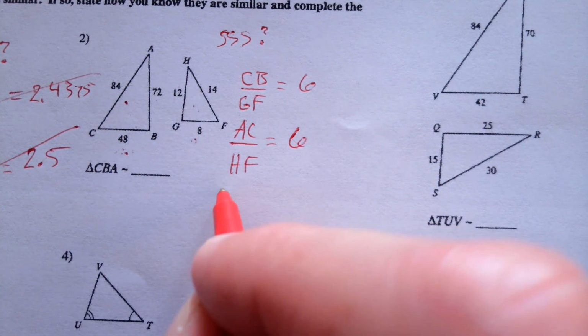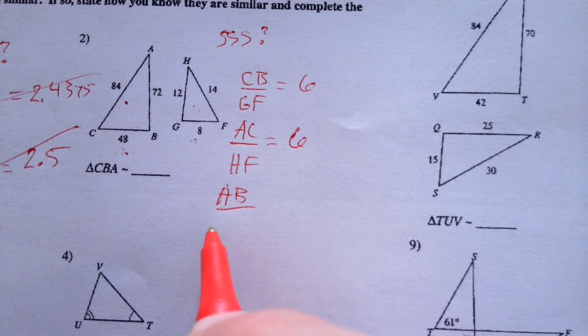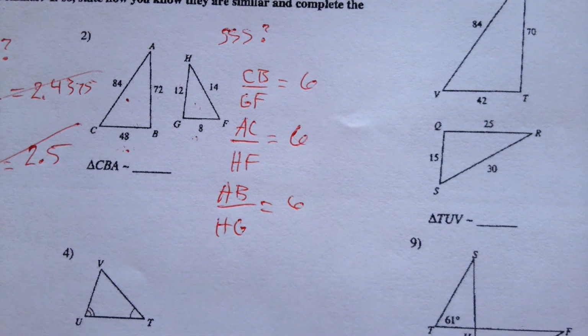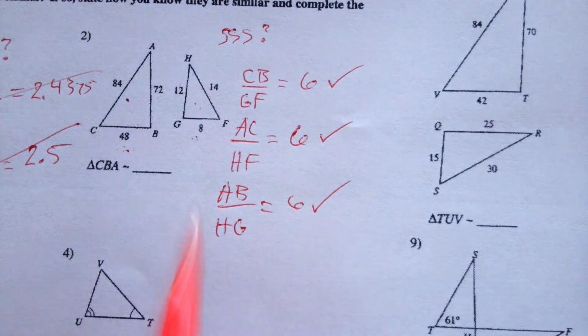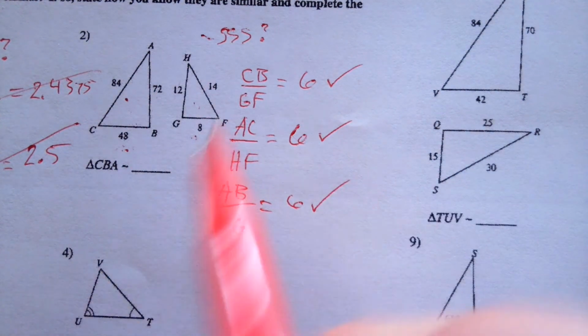So AB compared to HG, and we get 6 each time, which means all the sides are proportional. We don't have to check anything else. So this is by side, side, side.